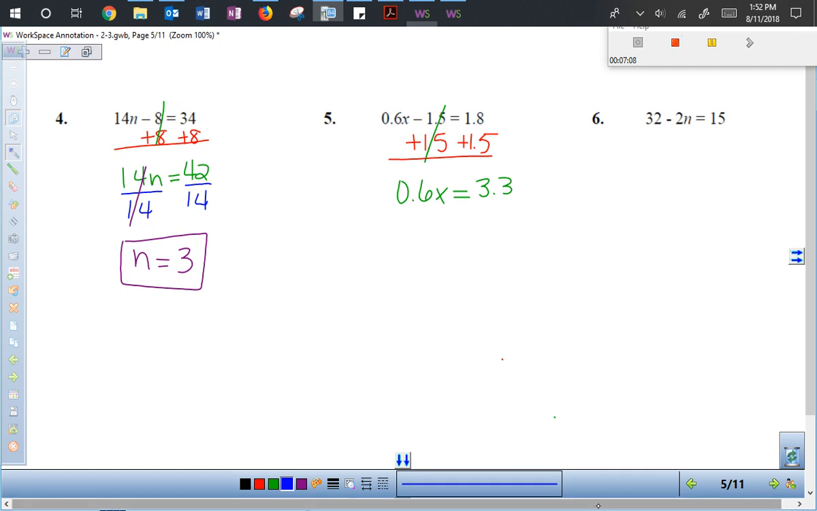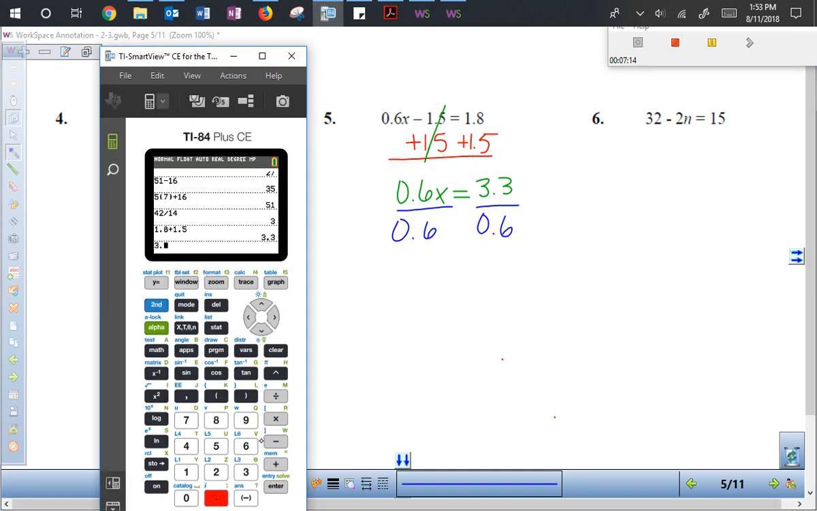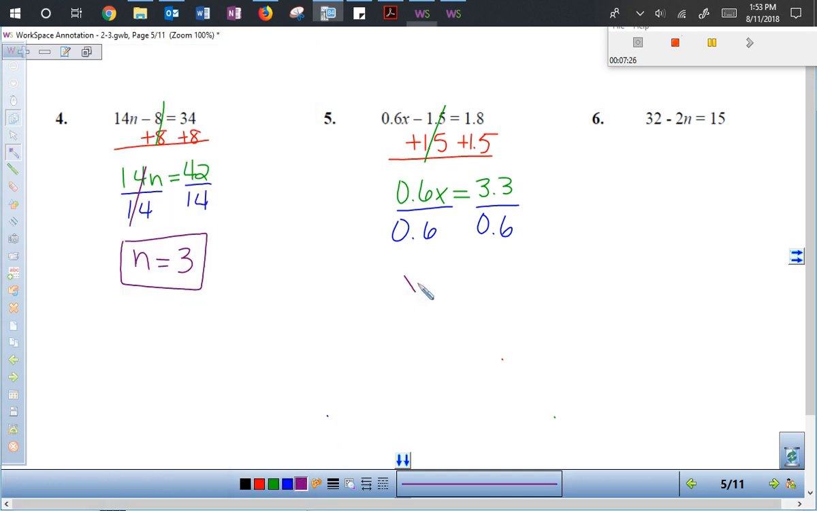Then we're going to divide each side by 0.6. So now I want 3.3 divided by 0.6. And x should equal 5.5. Pause the video, check that in your calculator.